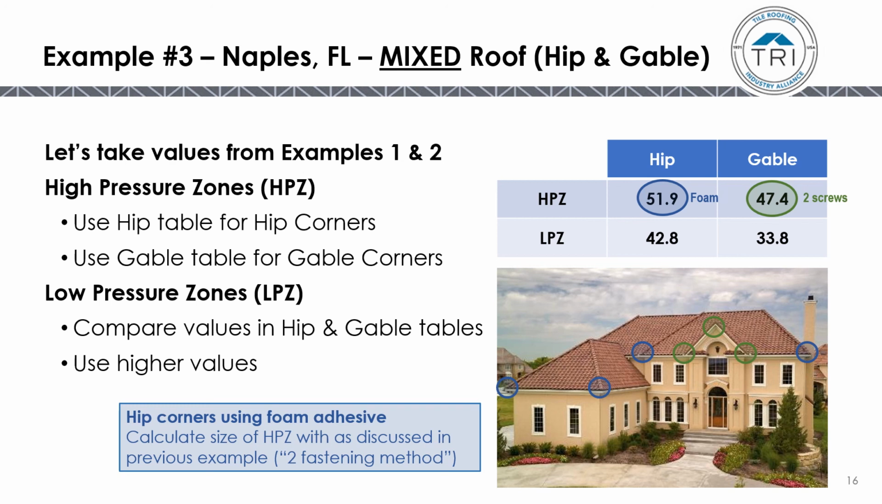For the low pressure zones, we compare the 2 values between the hip and the gable tables and use the higher value of 42.8 from the hip table and found we could use 2 screws, which exceeds that value of 42.8. Therefore, we can use 2 screws on the entire roof, except for the foam. We'll need to use foam for the hip corners in blue. And to do that, if we use a 2-fastening method, we'll need to calculate the size of that high pressure zone as we determined in the previous example.